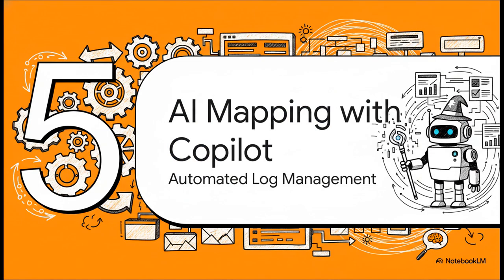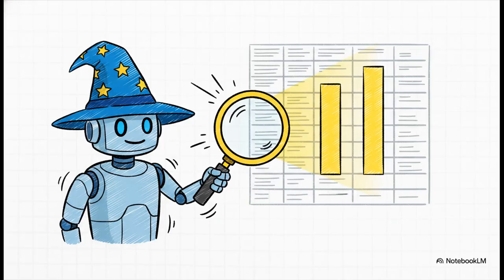And that brings us to our final piece, Part 5, AI Mapping with Copilot. Now, I know what you're thinking. Managing all these logs manually sounds incredibly tedious, right? Well, that is exactly why we turn to the master builder, Microsoft Copilot. Copilot automates the heavy lifting of data mapping. It basically acts as a magical magnifying glass for your data.